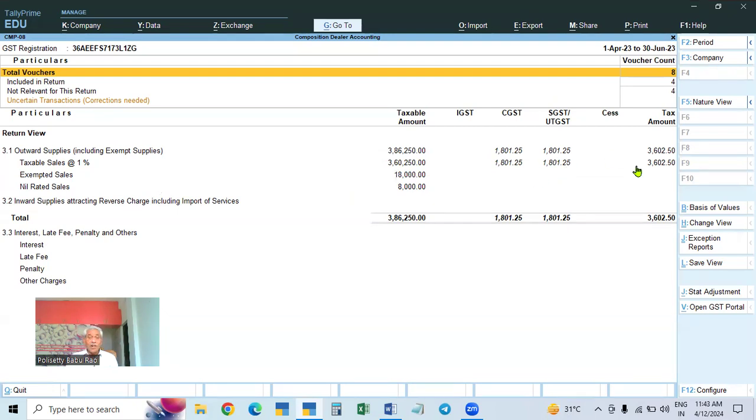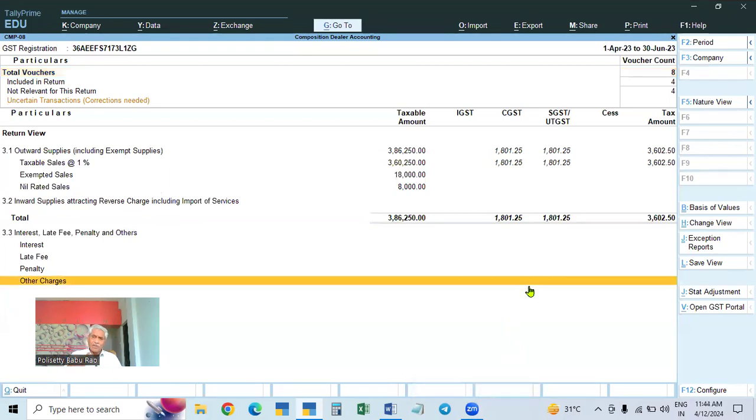So after June, in July we pay. By July 18th, you have to file and pay that tax. So here, we will show the payment. July 18th is the last date. You can file and pay at any time from the 1st onwards. So on 2nd July, we will make the payment.